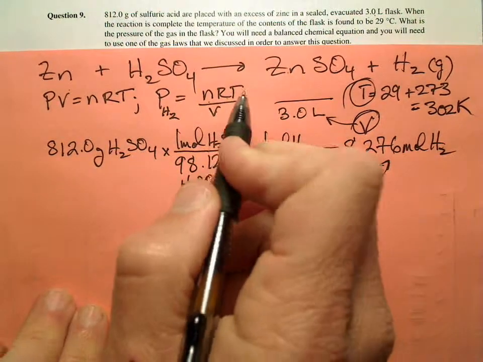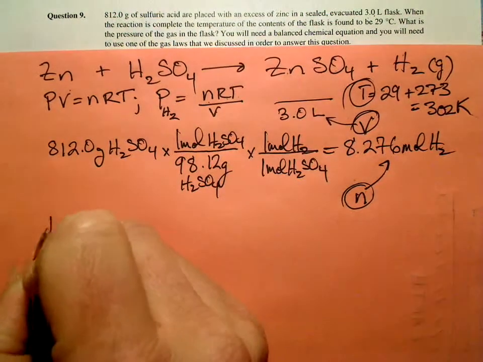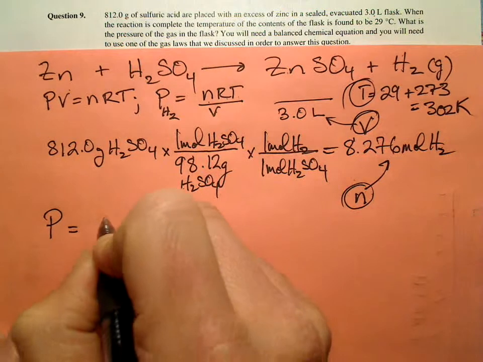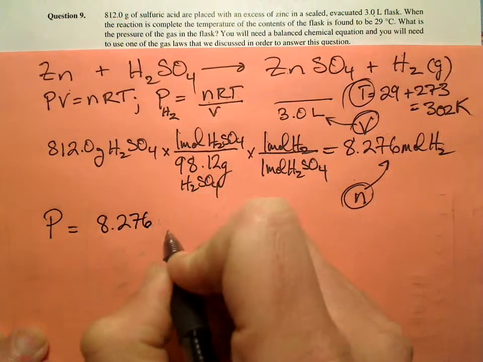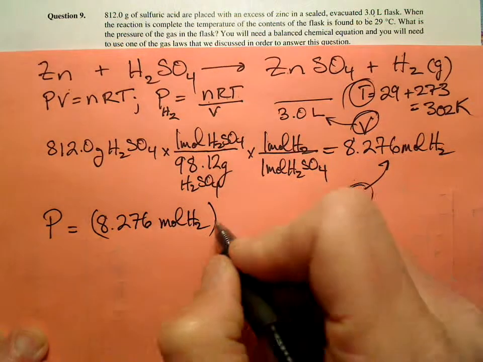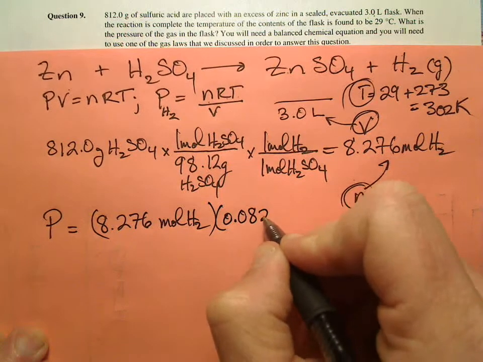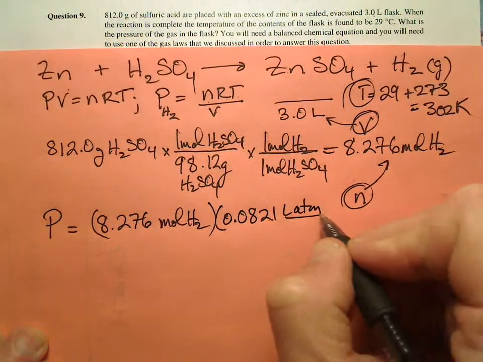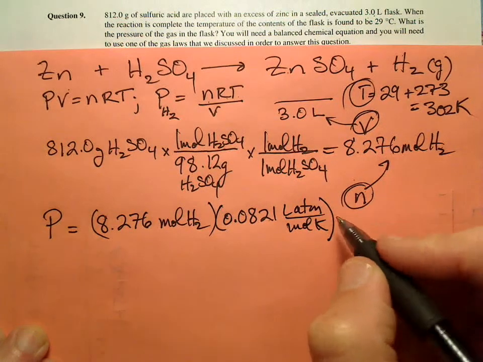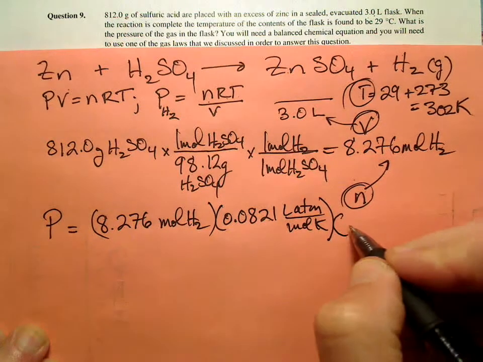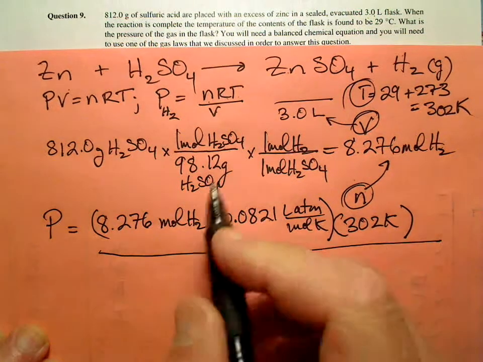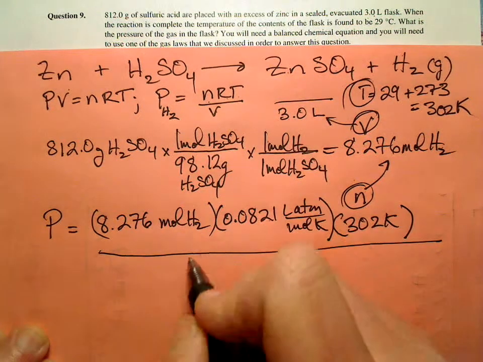All right, so let's put it all into here. The pressure is equal to nRT over V. What do we figure out for n? 8.28 moles of H2, times R, remember R, 0.0821 liter atmospheres per mole K. Times the temperature, 302 kelvins, all over, what's my volume? Oh, 3 liters.